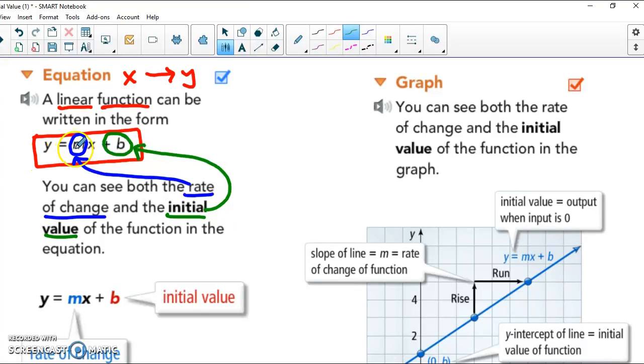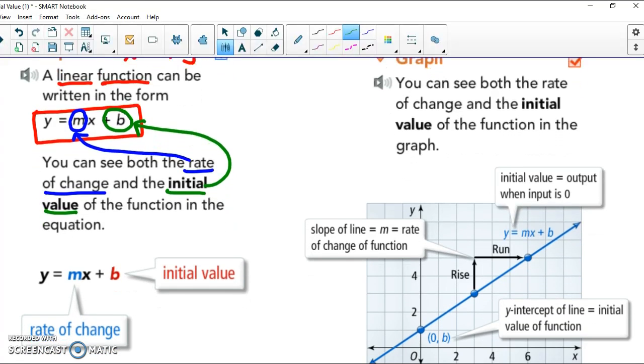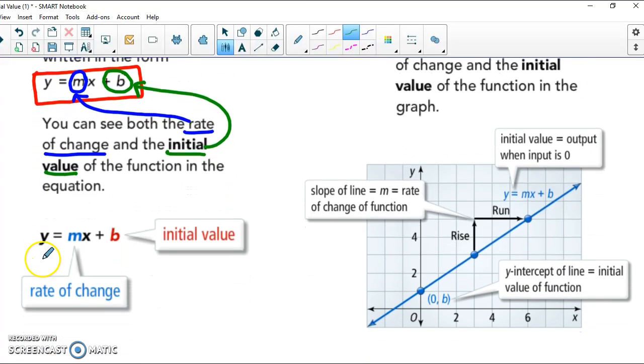So this y equals mx plus b form is something you will use a ton in algebra next year and will continue to use a lot this year. So it's important to remember the pieces. m is our rate of change, which is the same as our slope, and b is that initial value, that amount that we start with, and we'll also call that our y-intercept.